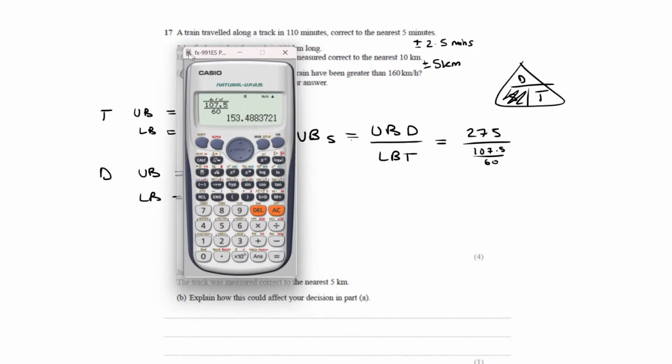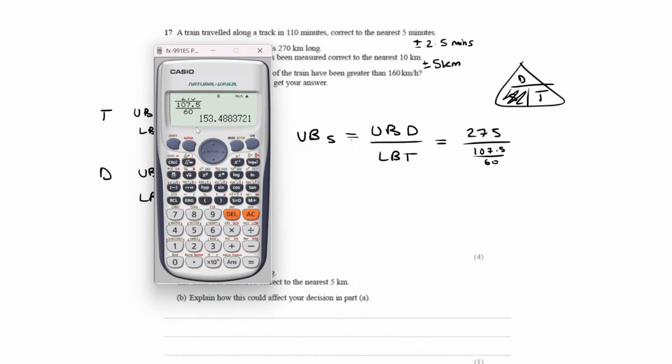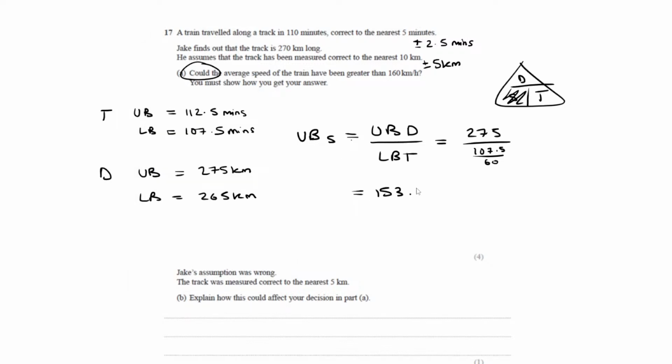Now, the upper bound, which is the biggest possible speed, the fastest, is 153.5 kilometers per hour. So what we're saying is, if the biggest possible speed is only 153, then the smallest possible speed is going to be even less than that. So that's why I did the upper bound. If the upper bound is above 160, then I can say yes. If it's not, which it's not, then I can say no, it can't be greater than 160, because if the biggest value is not even greater than 160, then the smallest value is not going to be greater than 160, is it? So you therefore say no.